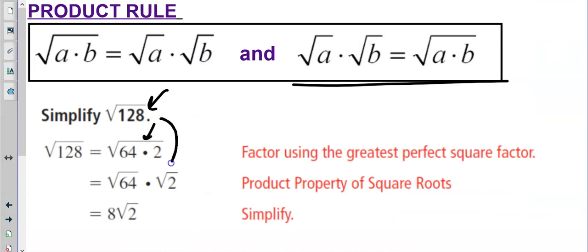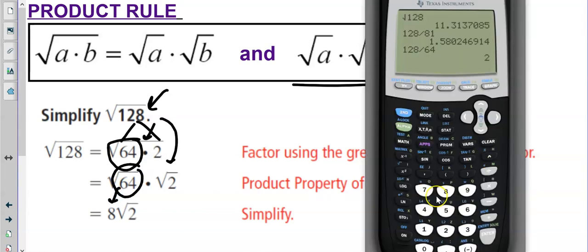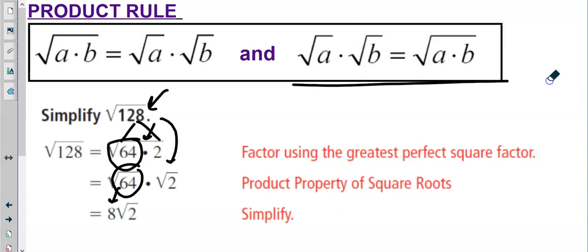And technically, you can go right to here if you want. But basically, you're just splitting this up into 2 numbers. You always want to write the perfect square first because that's going to simplify to just 8. And this is 8 times radical 2. And if I take my calculator and put in 8 times the square root of 2, look what I get. The exact same number, 11.31 and so on. So these two are equivalent. It's just this one is the simplified version.